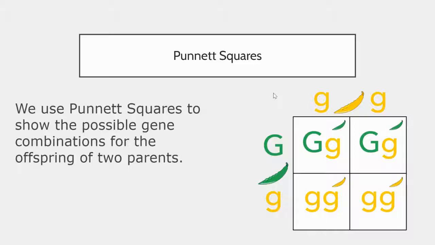Hey everyone, here's our second video about genetics. This one is all about Punnett squares, and you'll remember that Punnett squares are a tool that we use to show the possible genes that any two parents could give to their offspring.